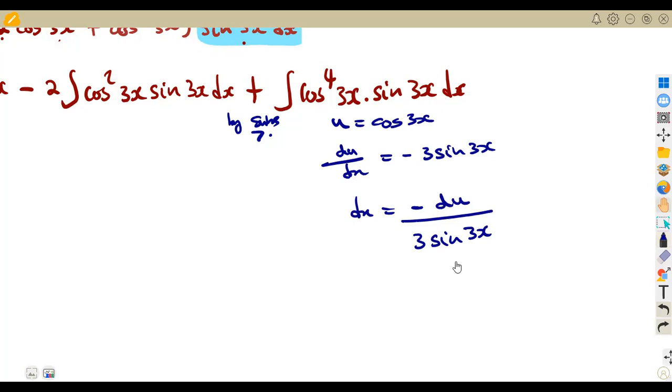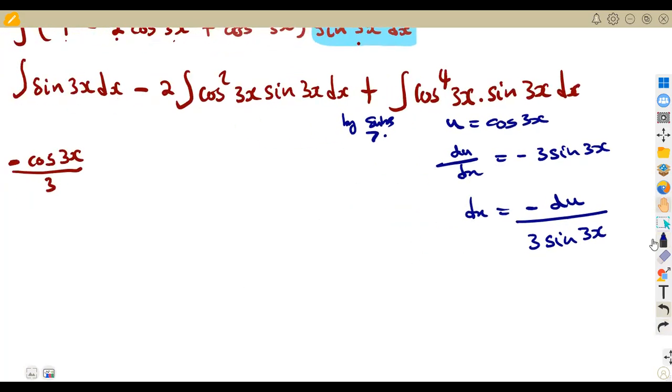So if we were to substitute back this dx that we got here, if we are to bring back the dx here, which is the minus du over 3 sine 3x, what was going to happen? The sine 3x and the sine 3x was going to cancel. Then you remain with the du, because this dx is substituted. So here we're going to remain with the minus 1 over 3, this one.